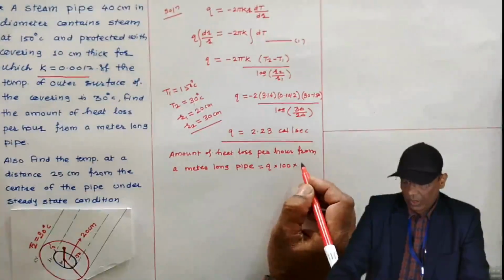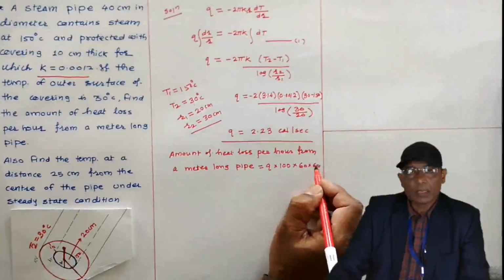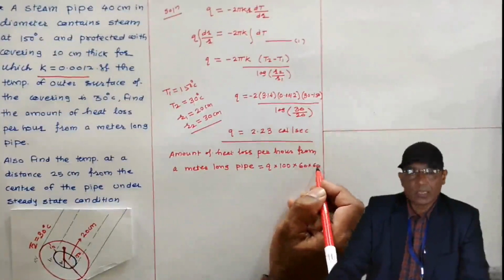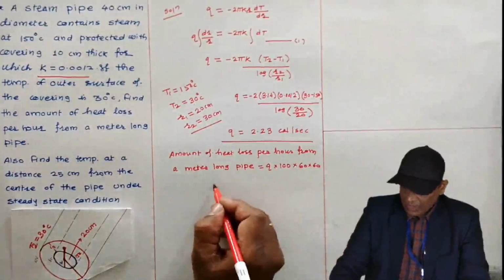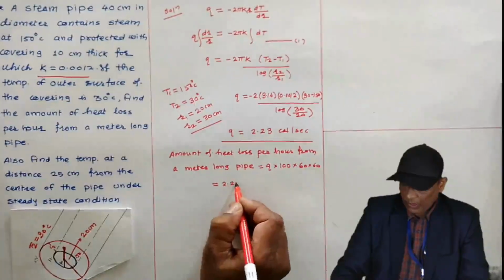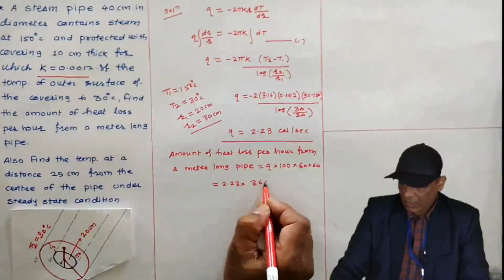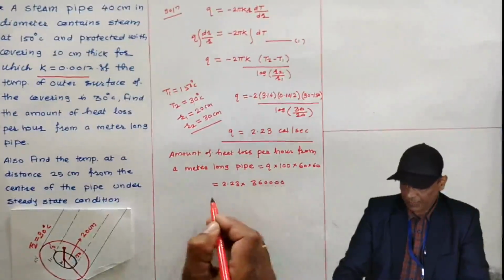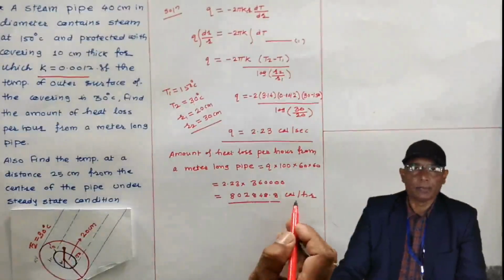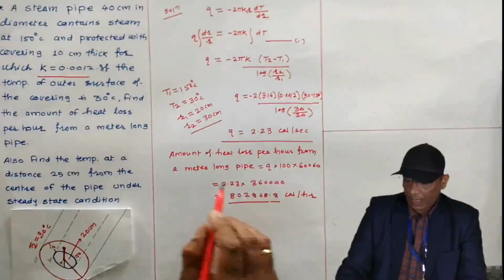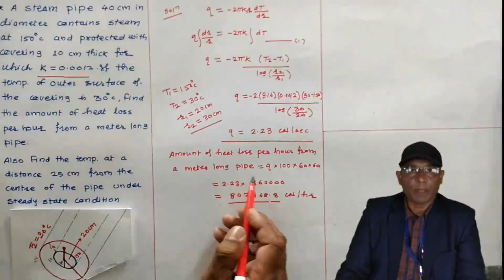And for R we have to calculate. Therefore, 60 multiplied by 60 seconds is 1 hour. 60 seconds is 1 minute and 60 minutes is 1 hour, like that. Now this is equal to 2.23 multiplied by 3600 and these 2 zeros. This is approximately 802848.8 calorie per hour. This is the amount of heat loss per hour from a meter long pipe.